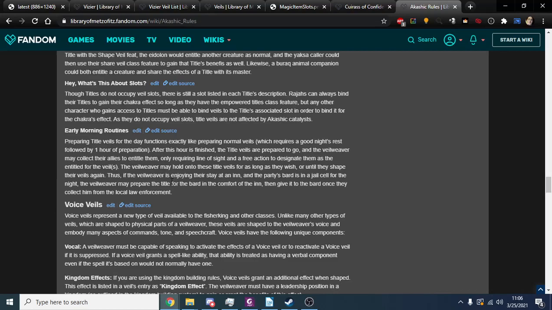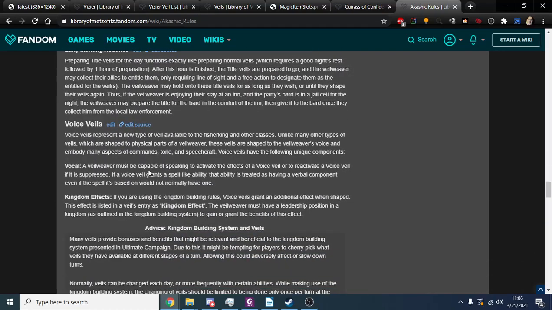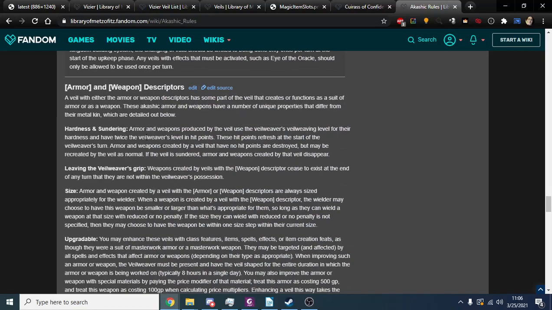even though it's actually pretty cool. Here it talks about voice veils, which are another descriptor and part of the Fisher King class. And here you can see the armor and weapon descriptors. Now, these are actually old and no longer in use, but they are still listed in the rules here for legacy reasons. The armor and weapon descriptors became the enhanced armor and enhanced weapon descriptor.